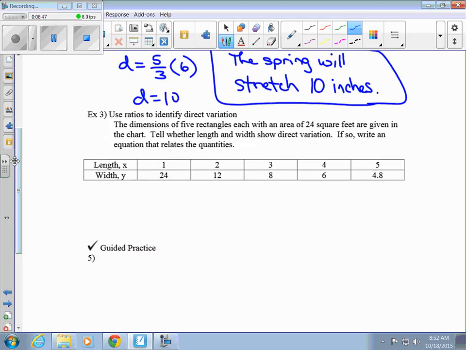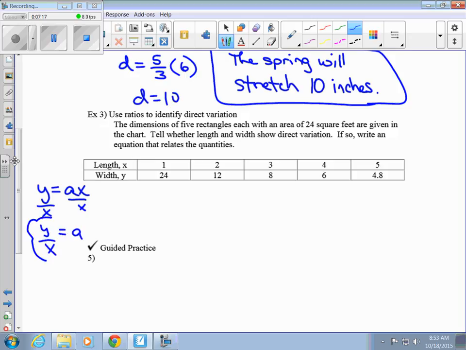All right, down to example 3, it says use a ratio to identify direct variation. The dimensions of 5 rectangles, each with an area of 24 feet, are given in the chart. Tell whether the length and width show direct variation. If so, write the equation. Now remember, our direct variation equation is y equals a over x. We want to know, is the constant going to be the same? Well, to do that, we're going to solve for a. So it's going to be y divided by x.